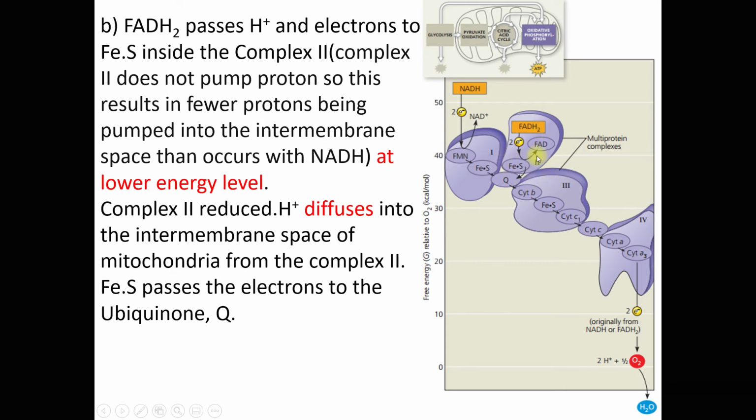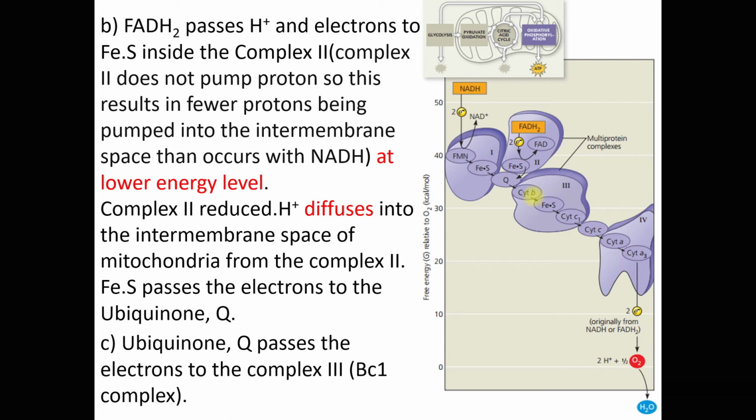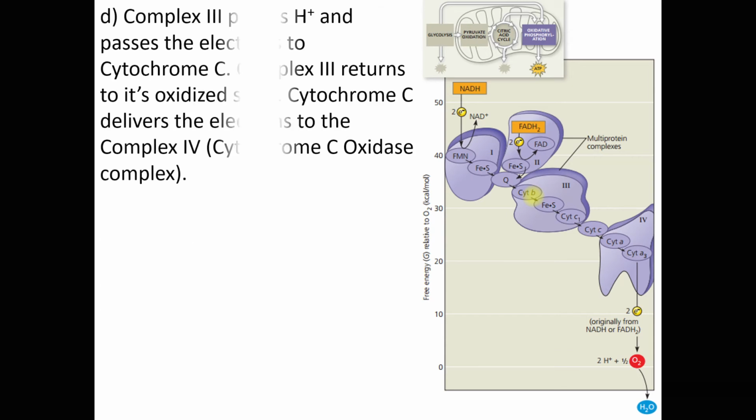Next, the iron sulfur protein, right, passes the electrons that it receives from the FADH2 to the ubiquinone. And what happens to the electrons in the ubiquinone? The ubiquinone will pass those electrons to the cytochrome B in the complex 3. Okay, and this complex 3 is also known as the BC1 complex. Next, complex 3, right, pumps protons and passes the electrons to cytochrome C.